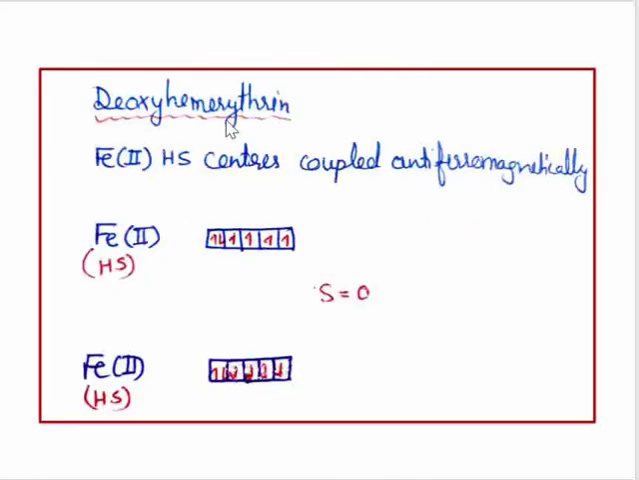In deoxyhemerythrin, the Fe2 centers have electronic configuration d6, but these two centers are coupled antiferromagnetically. So here you will find 4 unpaired electrons, and here you will also find 4 unpaired electrons, but both have opposite spins. If we add the spin of these electrons, the total spin will become 0, because 4 have plus half spin and 4 have minus half spin. So it is antiferromagnetically coupled, and it is diamagnetic in nature.